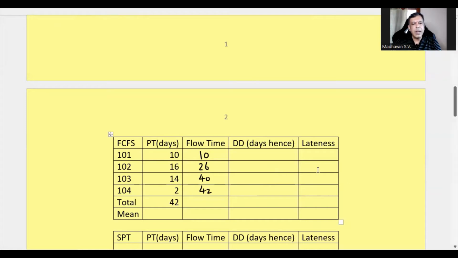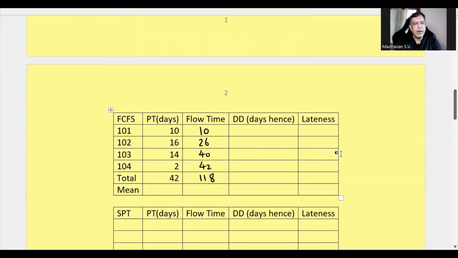So this is the flow time. Now let us add the total flow time, which is 8, and then 8 plus 2, 10, and 11. That means 118. And we can calculate the average of that flow time, which is 118 divided by 4. We will get 29.5. That is the average or mean flow time.